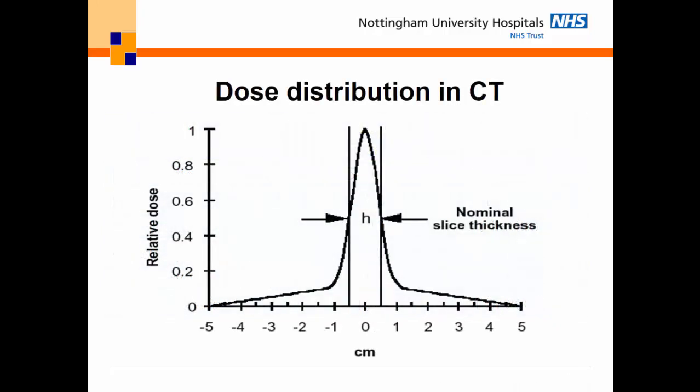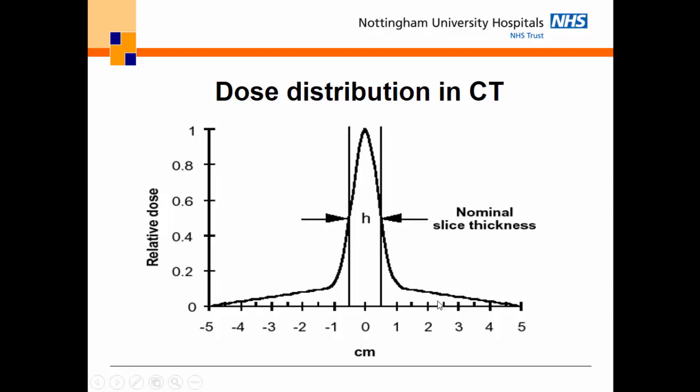Okay, this is the dose distribution in CT now. So if this is our patient, this is the Z-axis, so up and down the patient. If I was to do one slice of 10 millimeters and actually measured the radiation dose in a line up and down right through the centre of the patient, this is roughly what the distribution would look like. People seem to think that if you do a 10 mil slice, the radiation is confined to that 10 millimeters and there's nothing outside of it. Actually, the distribution looks something like this, and it's quite complicated.